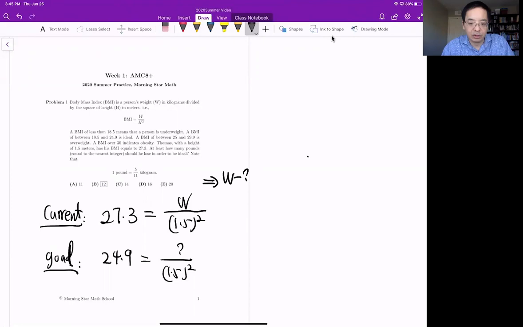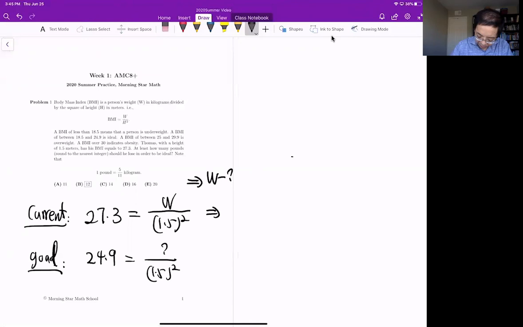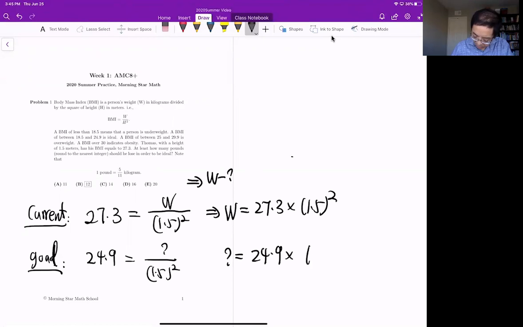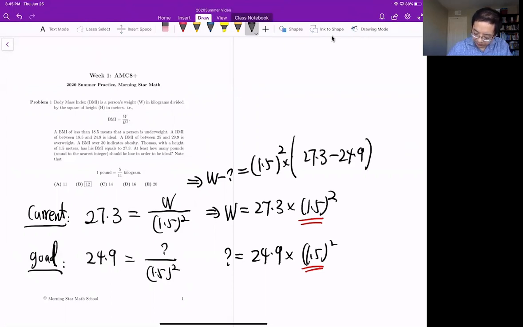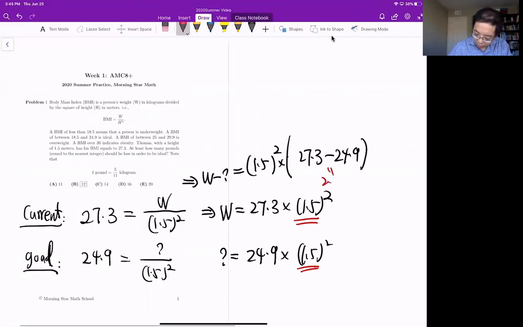Well, but in fact, you don't have to do that. A quicker way is we just use a little algebra. So from here I get W equals 27.3 times 1.5 squared. And this new weight is 24.9 times 1.5 squared. All right, so you see they share a common factor, which is 1.5 squared. Okay, so when you take the difference, you can take this one out, and what is left is 27.3 minus 24.9. This equals 2.4, so it's 1.5 squared times 2.4.